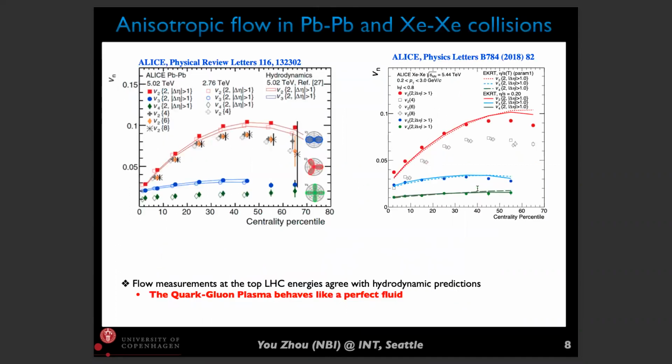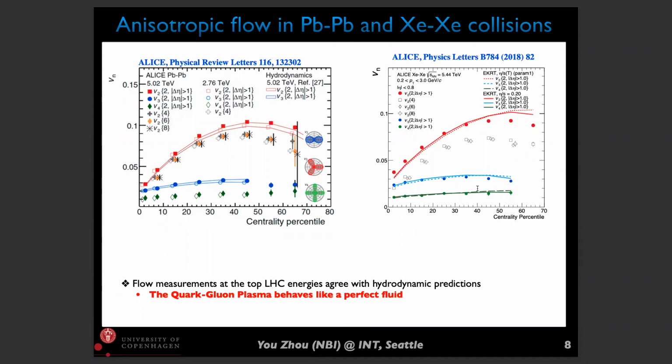So here is one example. The left-hand side shows the first Vn measurement at LHC Run 2, in lead-lead collisions at 5.02 TeV. The red points are the V2 measured with 2 particle correlations. In order to suppress the non-flow coming from resonance decay, etc., we apply an eta separation, so that there is a delta eta gap between the 2 particles to suppress most of the non-flow effects. And just judging by this comparison, you can see the data can be very nicely described by hydrodynamic model calculations or predictions.